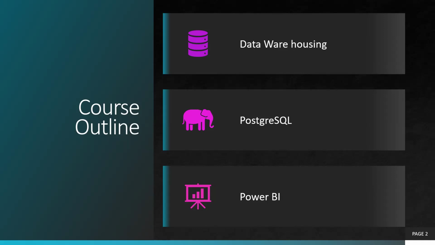The entire course structure is divided into three parts: the first class on data warehousing, followed by 4 classes on PostgreSQL databases, and the rest, 10 or 11 classes, on Power BI. So data warehousing and PostgreSQL are minor subjects for us, and our major subject is Power BI. In this manner, I'm making sure I cover the end-to-end flow in the data journey.